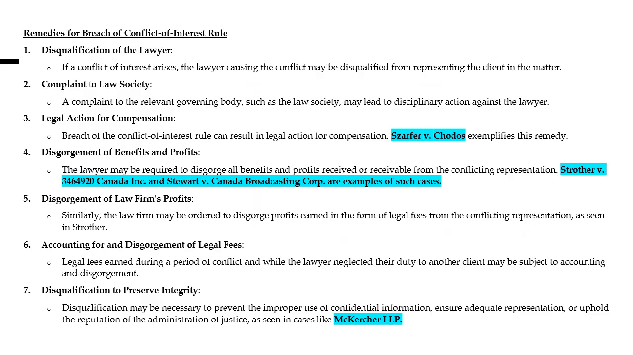So what are the remedies? In the notes, I have mentioned a few summarized details so you can follow that as well. After that, we'll be talking about remedies. What are the options if there is some breach of interest? Firstly, the lawyer causing the conflict may be disqualified from representing the client. Secondly, a complaint could be made to the law society. Legal action could be taken for compensation. Then, disgorgement of any benefits or profits that the lawyer has got could be ordered, and any law firm's profits could be taken back.